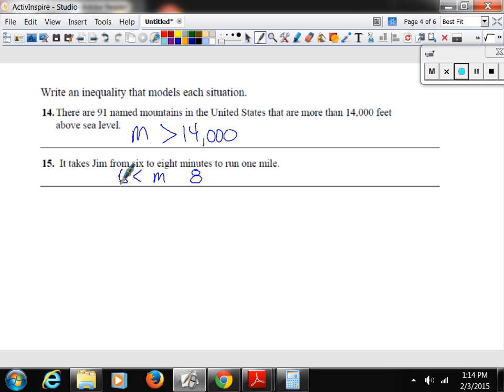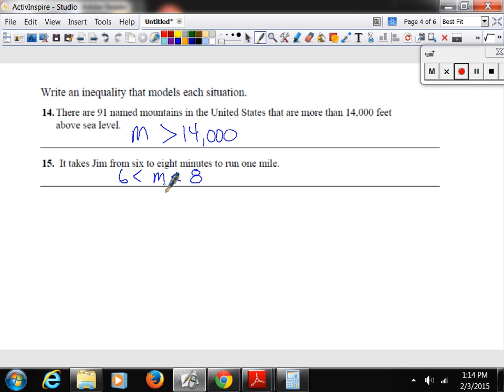Well, what else do we know about it? It has to be less than 8. Got to also be less than 8. So the M has to be greater than 6, but it has to be less than the 8. So this M's got to be somewhere in the middle of those two, the 6 and the 8. That would be an inequality to model.